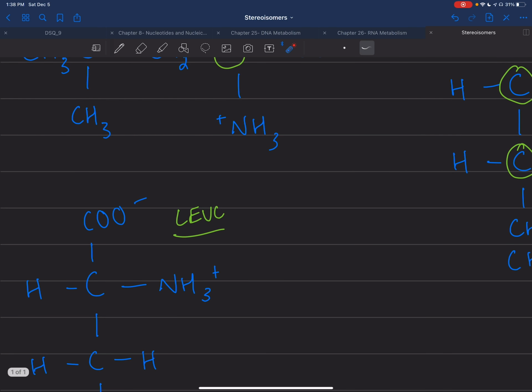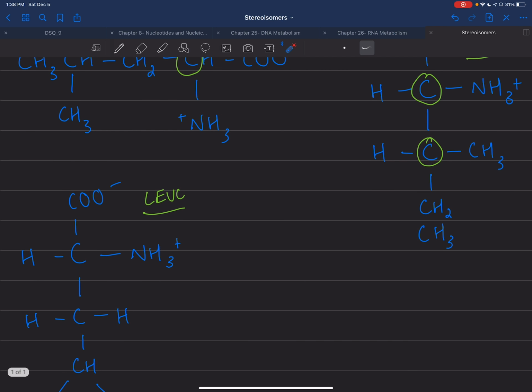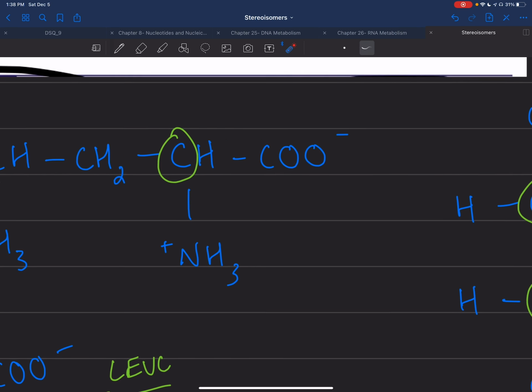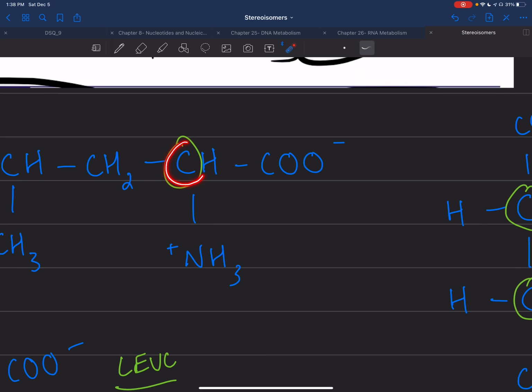I'm going to redraw this so you can see every bond clearly, okay? Now, I do notice a stereocenter here. Why is this a stereocenter? Well, it's attached to a hydrogen, it's attached to a CH2, and it's attached to two very different things here. So it's attached to four different things, making it a stereocenter, okay?